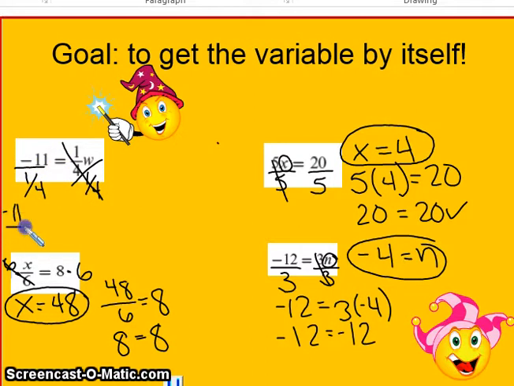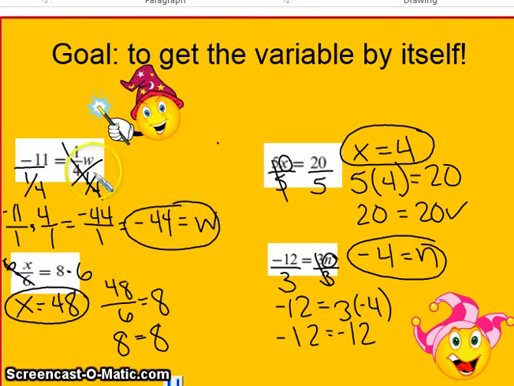Now, I can rewrite negative 11 as negative 11 over 1, and when I'm dividing by a fraction, I'm really multiplying by the reciprocal of that fraction. Now, the reciprocal of 1/4 is 4 over 1. And when I multiply fractions, I go straight across the top and straight across the bottom, so negative 11 times 4 is negative 44, and 1 times 1 is 1. Now negative 44 divided by 1 is negative 44. So negative 44 equals w. That's the solution to my equation.